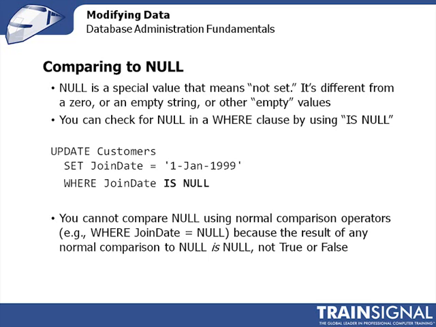You cannot compare null using a normal comparison operator. In other words, as shown in the last bullet here, you couldn't say where join date equals null, because the result of any normal comparison to null is null, not true or false. And so that's why you have to use the is null, as shown in this example. Update the customers table. Set the join date column equal to 1 January 1999, where the join date column is null.